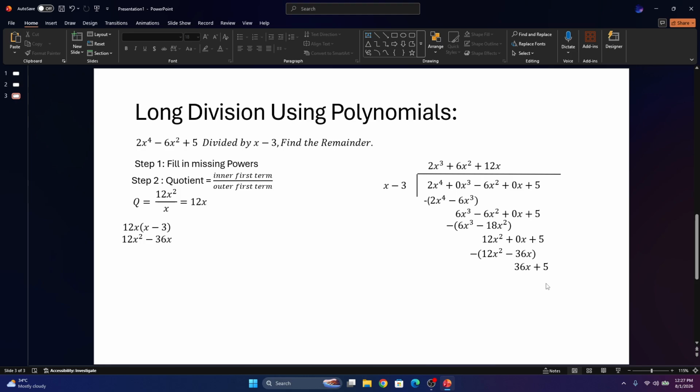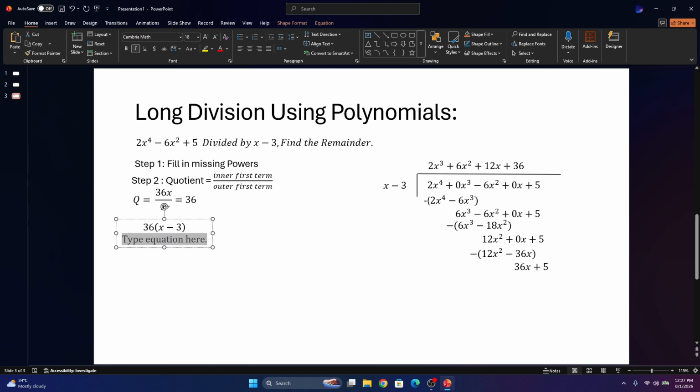So now we have another new inner first term, and we're just going to divide it again. So we're just going to divide 36x by x, and it's just going to give us 36. Now we're going to multiply 36 by this, but first we have to actually add it right here as we remembered. So plus 36 right here, and now we're going to multiply our divisor by 36, and it's going to give us 36x minus 108. And as you guys can see, again, this term is equal to this term, so these are going to get cancelled out again.